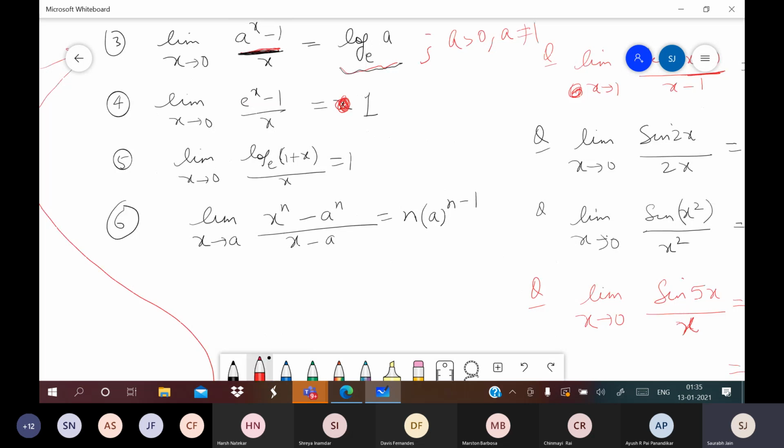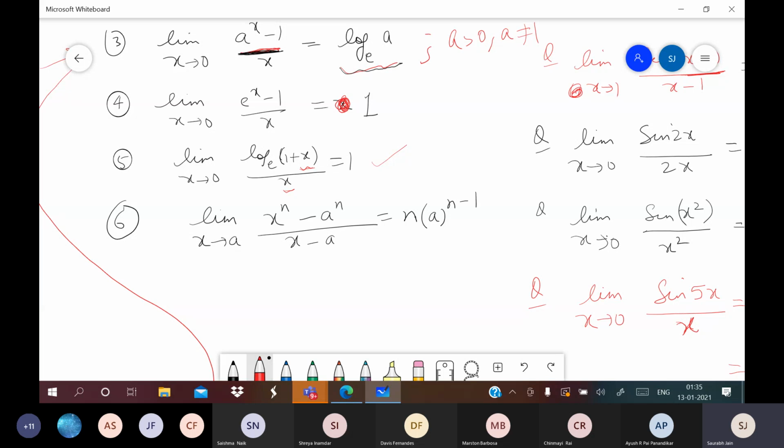How you will remember? See, this x and this should be same. Appearance of the question should be as it is, log of 1 plus x upon x. So these two terms should be same. Both of them should be tending to 0. Answer will be 1. Fifth one. Okay. Today you learned these results. Next, that is tomorrow we are going to solve questions on this.